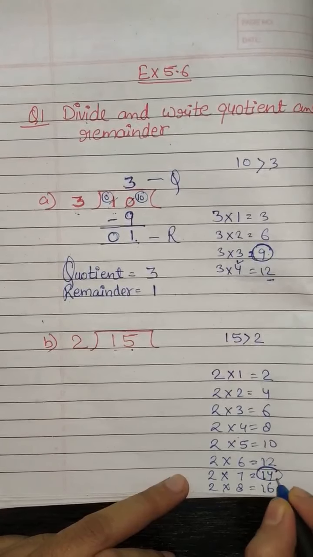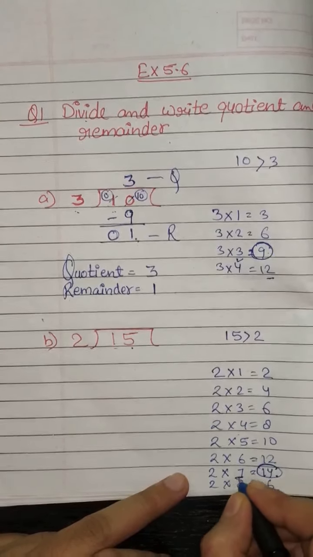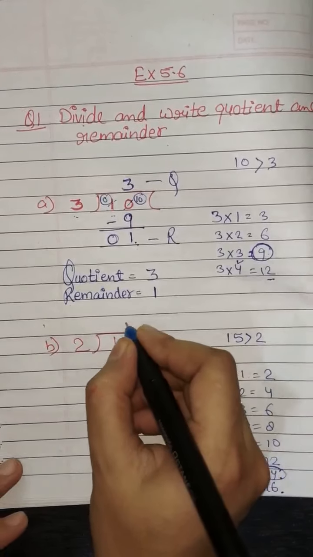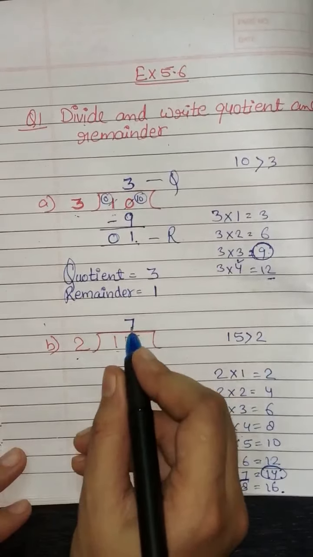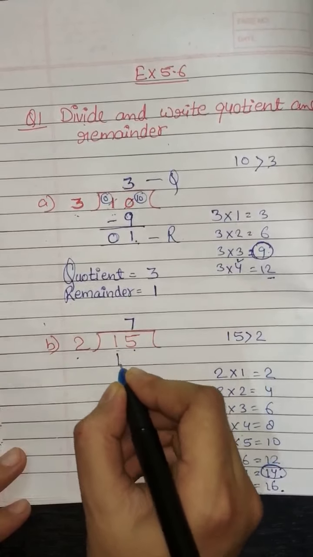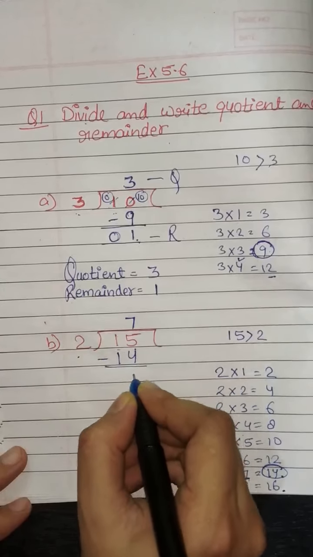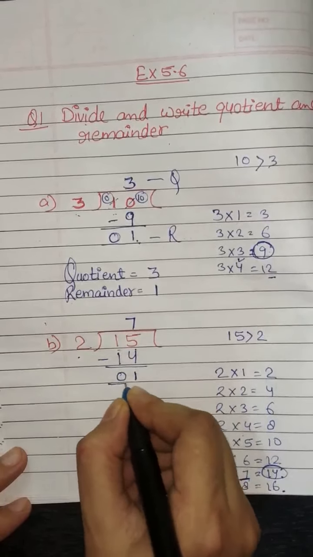I'll take the one that comes before it. Means I'll take 15. How many times is it occurring in the table of 2? 7 times. So I'll write 7 here. Now I will multiply this 2 with the 7. 2 sevens are 14. Now we'll subtract: 5 minus 4 is 1, and 1 minus 1 is 0.